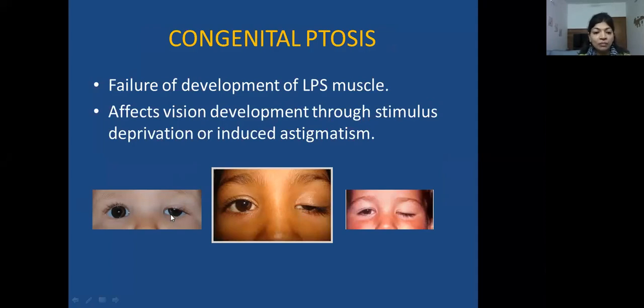Now, it could be either mild, like you see in this case, or moderate, or severe. The reason why you want to treat a baby with congenital ptosis is because it can affect vision development. If you have a child with mild ptosis like this, the drooping eyelid can put pressure on the cornea, and the cornea can change its shape, resulting in a refractive error called astigmatism. So if you have a baby like this, you're going to check and rule out astigmatism.